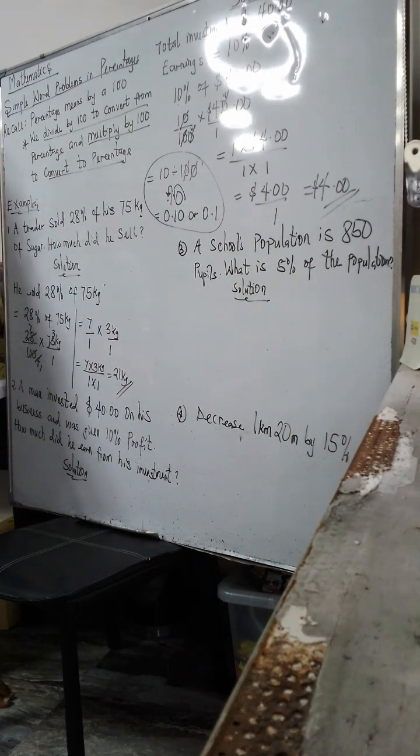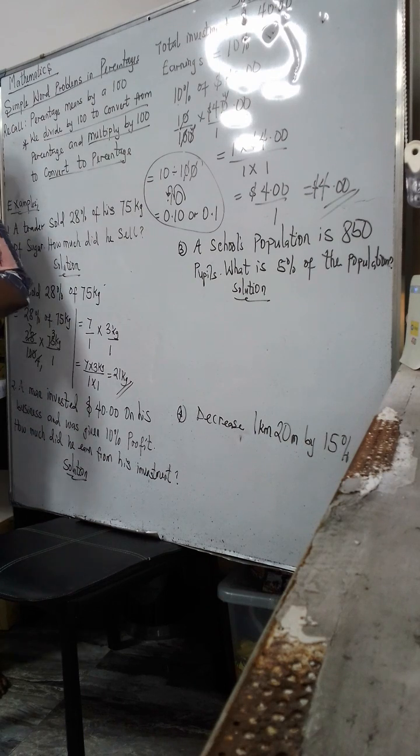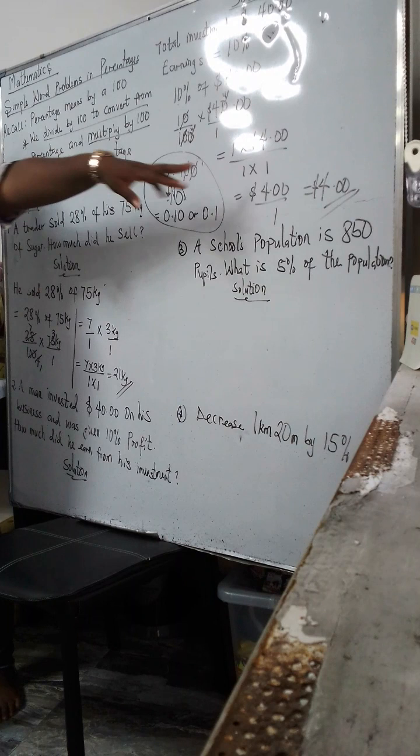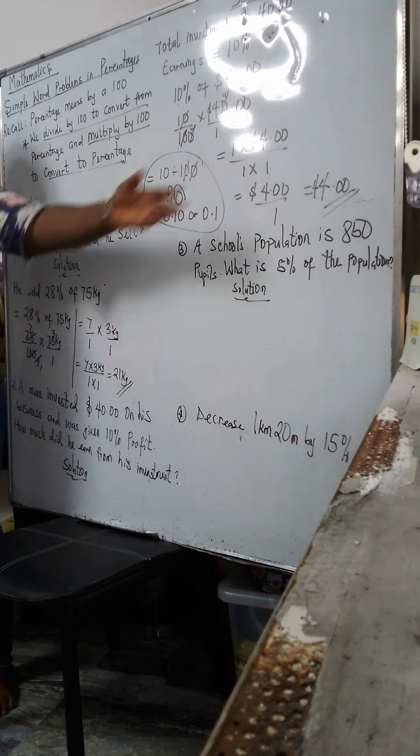So if the person made 10% profit after investing $40 in his business, how much did he earn from his investment? What profit did he go home with? $4. He made $4.